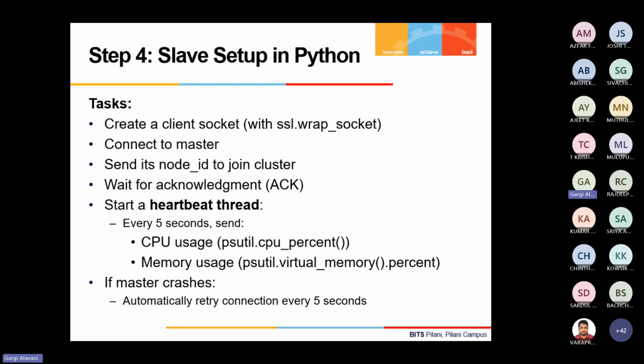In the slave, you have to create the client socket, the one we discussed in the last class, and connect to the master. Once it joins the cluster, you have to start the heartbeat. In the heartbeat, every 5 seconds, you will send the CPU usage and memory usage.